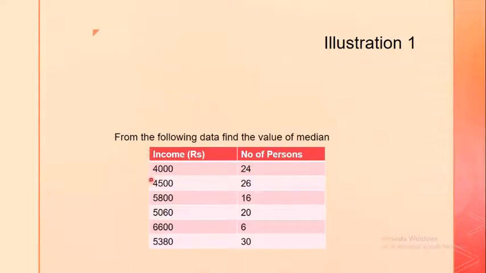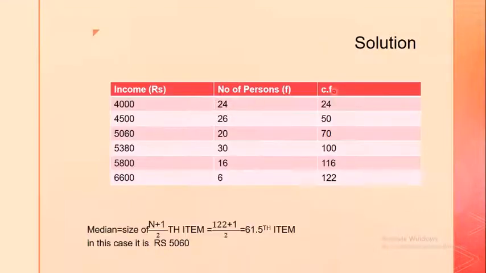The illustration gives us a table where the income of certain persons is given. The income is given in the first column and the number of persons in the second column, that is the frequencies. Now let's see how we will apply the formula. As the steps, we will find out the cumulative frequencies. Then I'm going to find out the median by applying the size of the N plus 1 by 2th item.